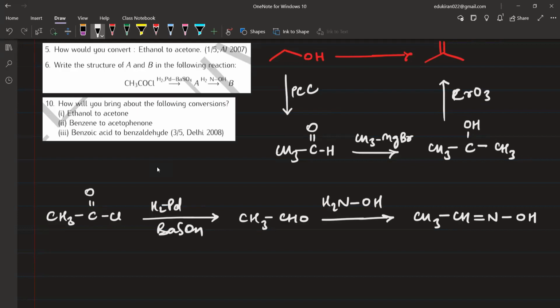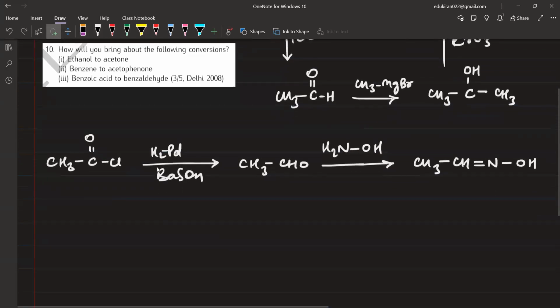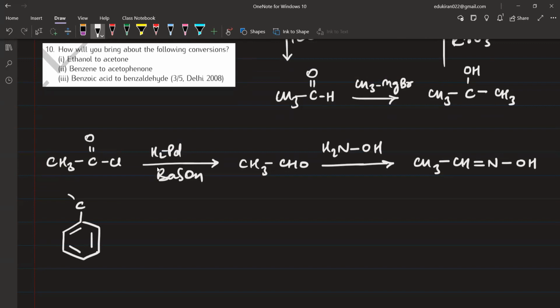Okay. Now, in the 10th one, which question you said? Third B. B part, third part, which part? Third one. Okay. So benzoic acid to benzaldehyde. If you want to go from benzoic acid to benzaldehyde, then it is like a two-step conversion here. This one reaction you must not have learned, but you may recognize this. Okay, C=O, and then we have OH.